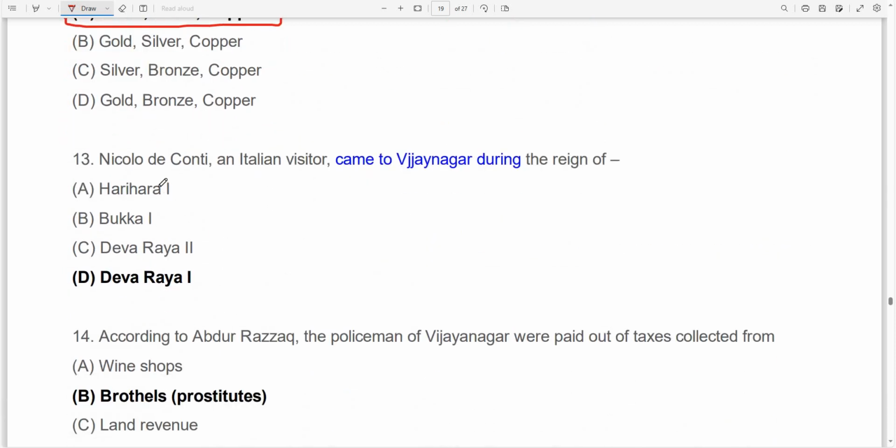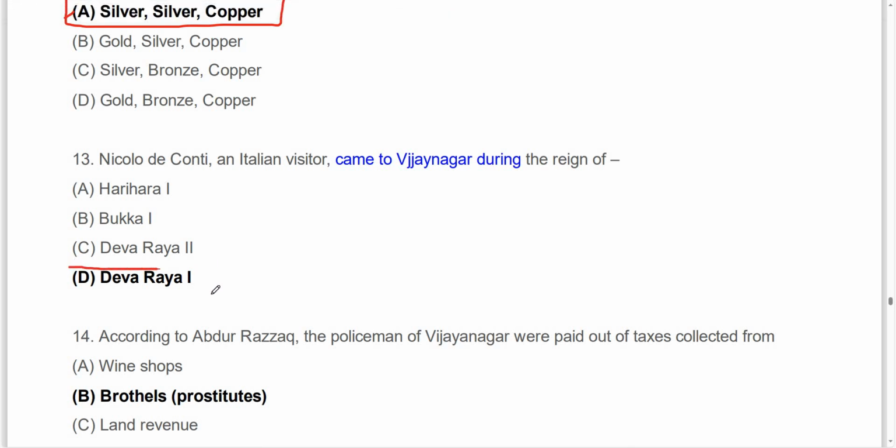Moving on, Niccolo di Conti, an Italian traveler, visited the Vijayanagara Empire during the reign of Deva Raya I.